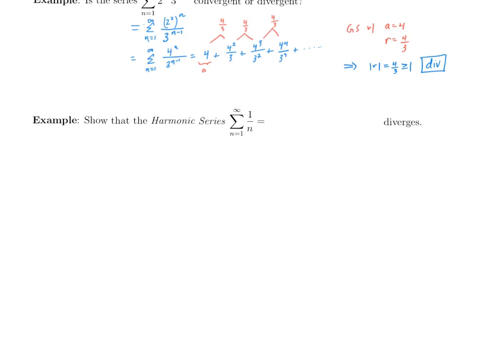It has a name because it is something important that comes up in future applications. So this would be 1 plus 1/2 plus 1/3 plus 1/4 and so on. And it turns out that this series diverges. We're going to have another way of showing that it diverges in our next section, 11.3.